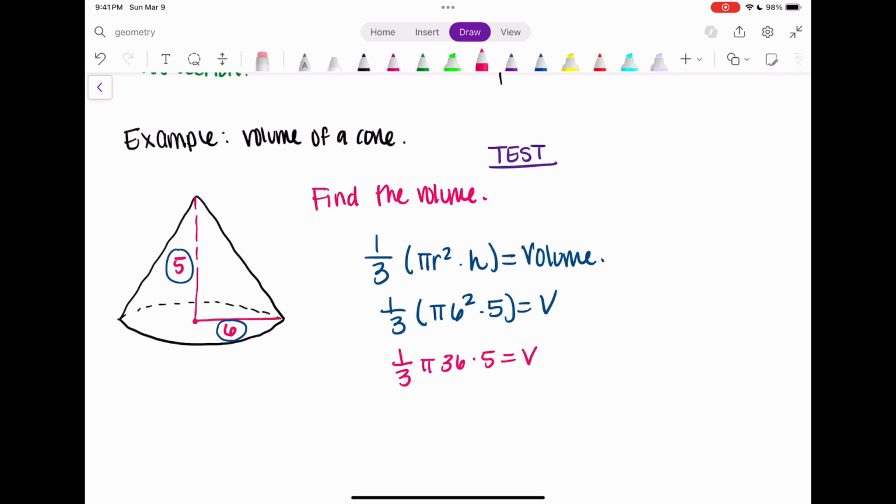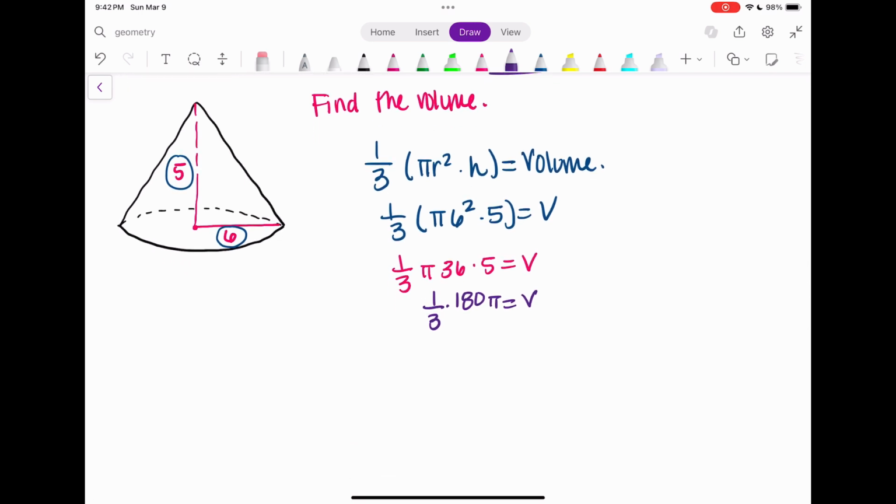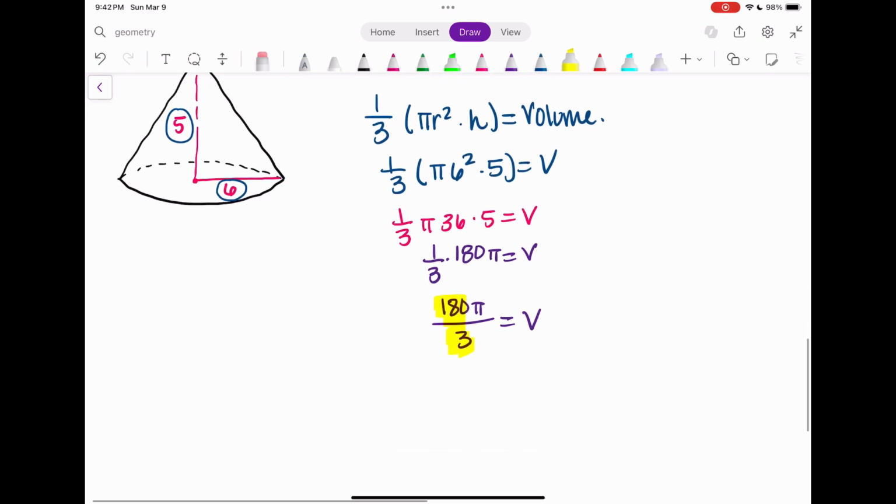I'm down to 1/3 times pi, and then 36 times 5. 36 times 5 is 180 times pi. And bring down my 1/3. This is equal to volume. 180 times 1 is just going to give me 180, and I'm going to carry the pi over. Divided by 3. I'm only going to pay attention to the 180 and the 3. So once I divide those two numbers, I should get 60 pi.